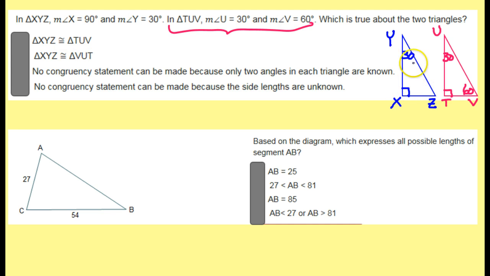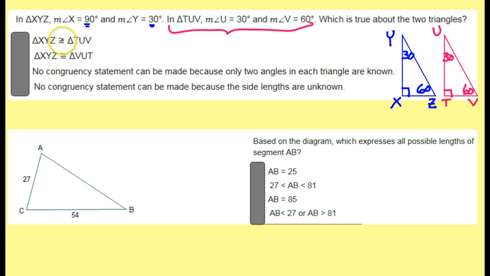they mentioned a 90 and a 30 on the first triangle. Well, if we subtract those two from 180, which has to be the total, that's going to leave 60. So we actually know all three angles. All right, even though they didn't give us angle Z, we know it's 60 because it has to add up to 180. Even though they didn't give us angle T, we know it's 90 because that's what it takes to add up to 180. So now we should be able to answer any questions that they throw at us.